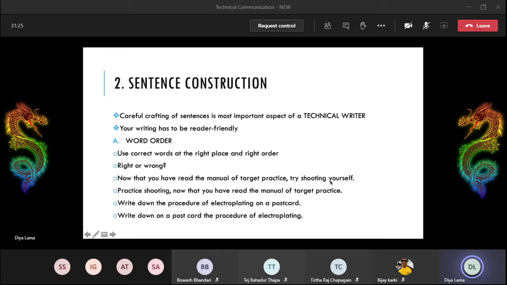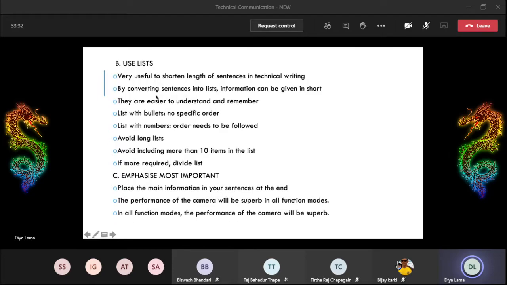So it helps to shorten the length of the sentences. By converting sentences into lists, information can be given in short. So in this slide also, I've made short sentences with the help of a list or a bullet. So it's useful. They are easier to understand and remember.